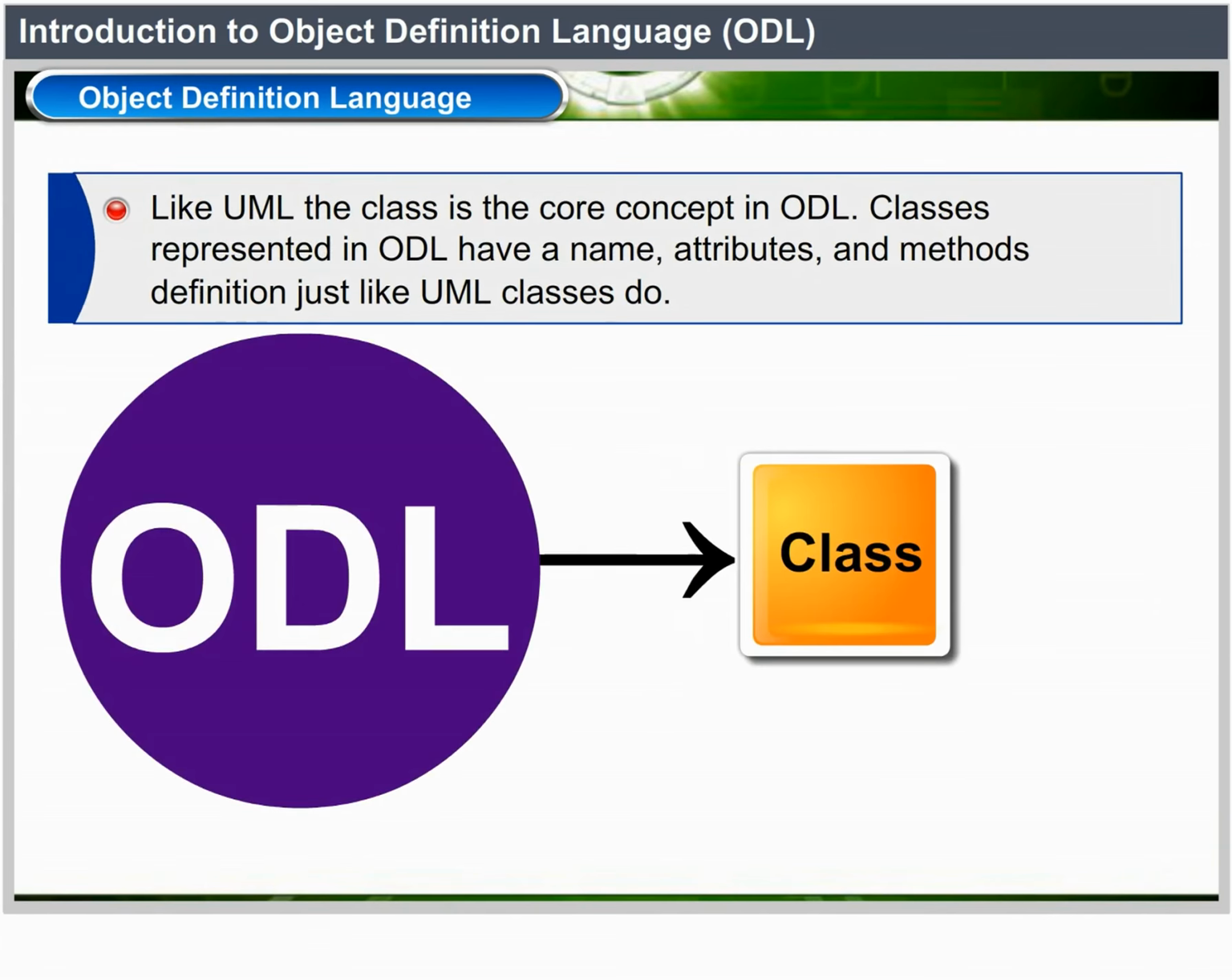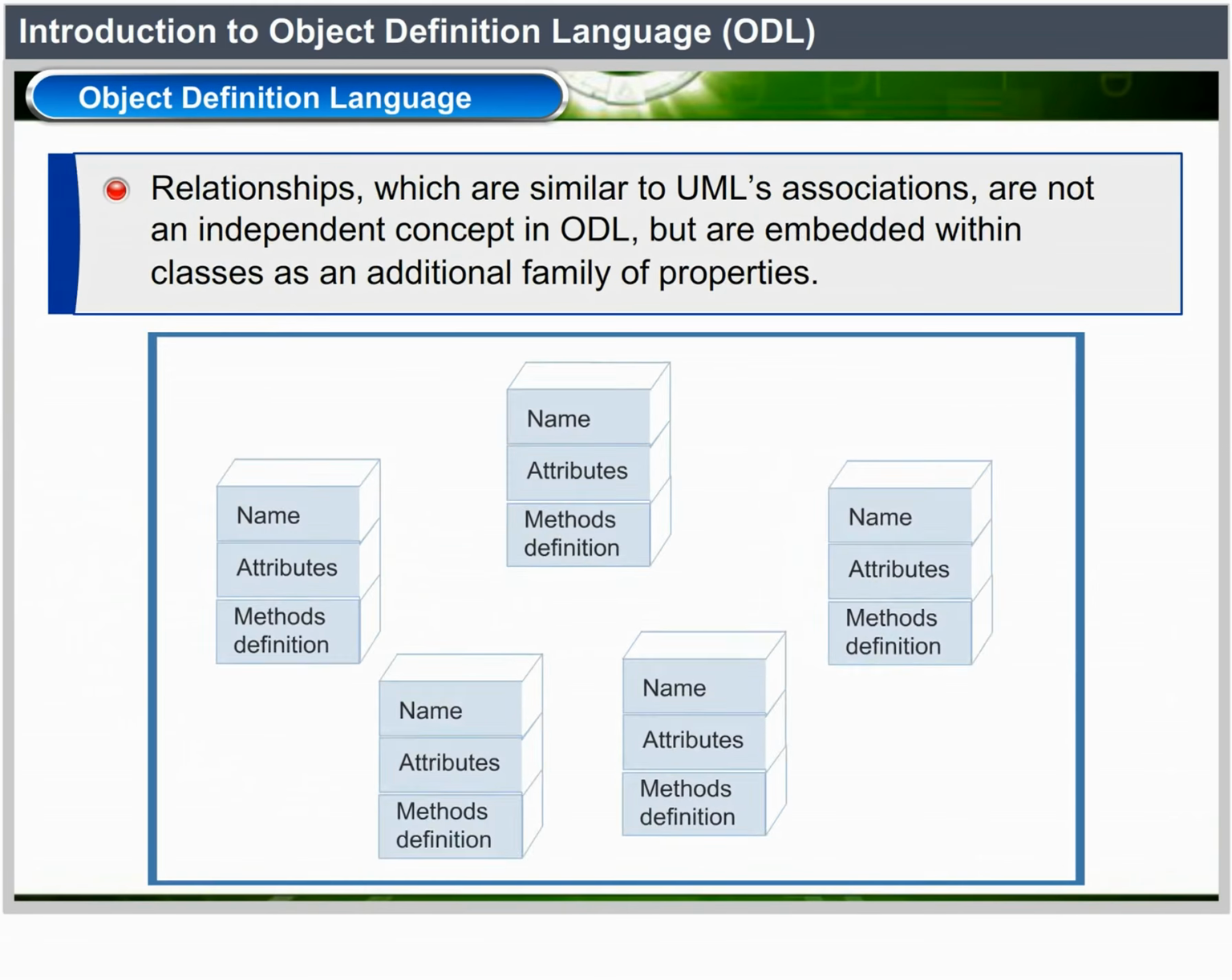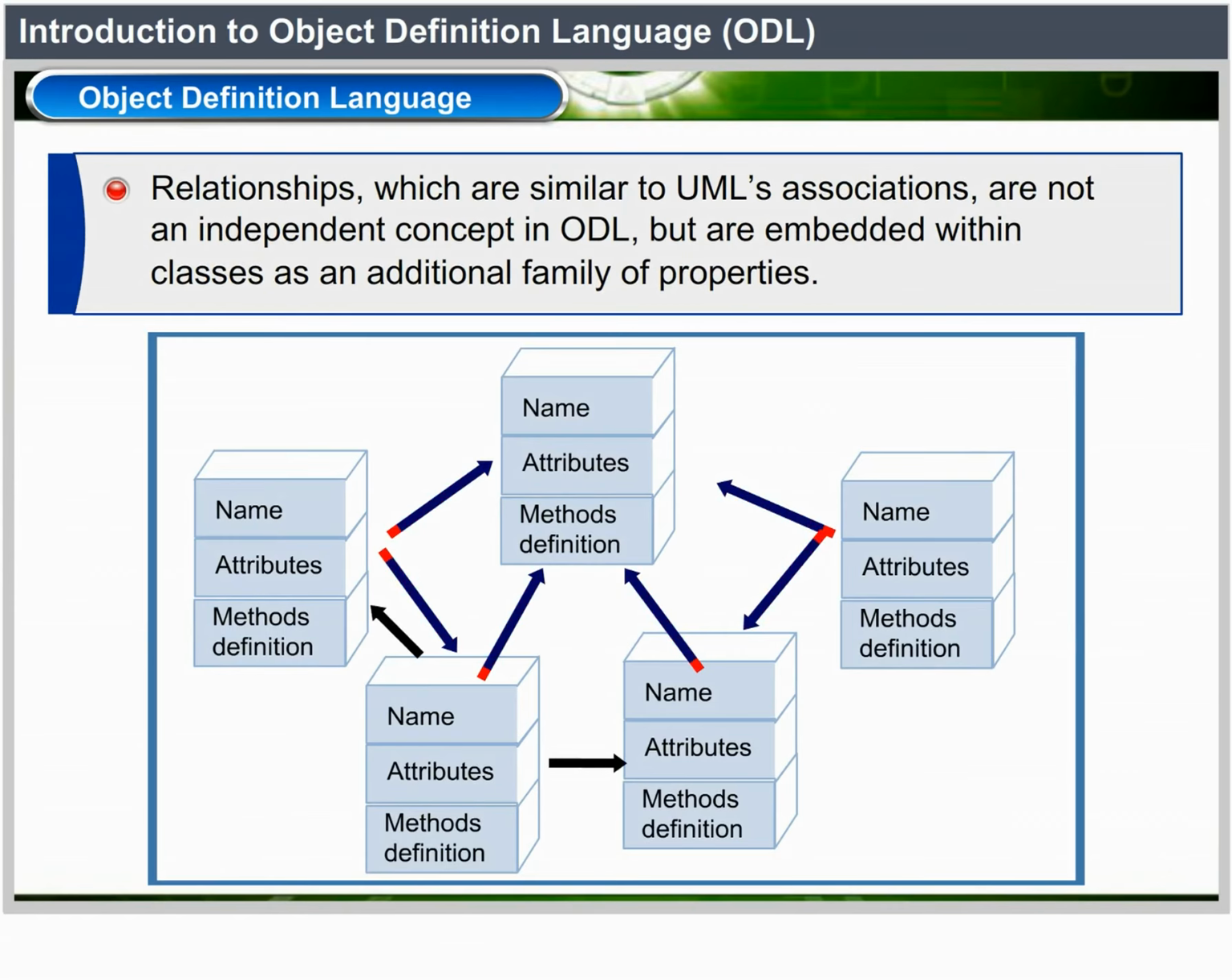Like UML, the class is the central concept in ODL. Classes in ODL have a name, attributes, and methods just as UML classes do. Relationships, which are analogous to UML's associations, are not an independent concept in ODL, but are embedded within classes as an additional family of properties.